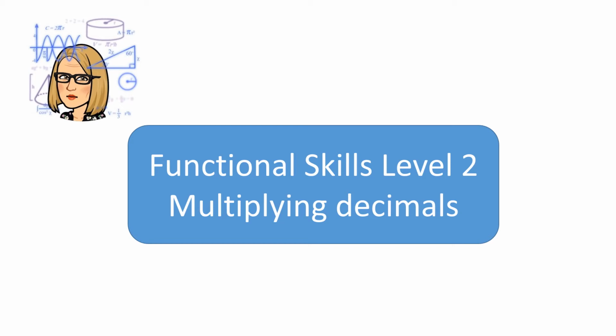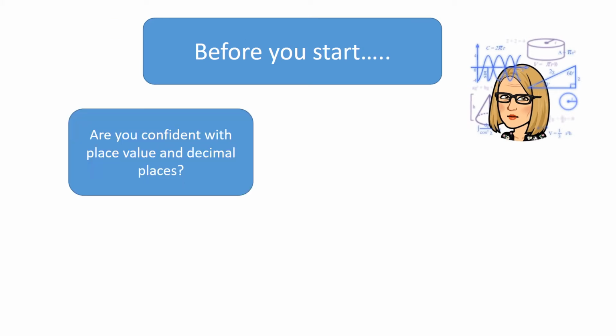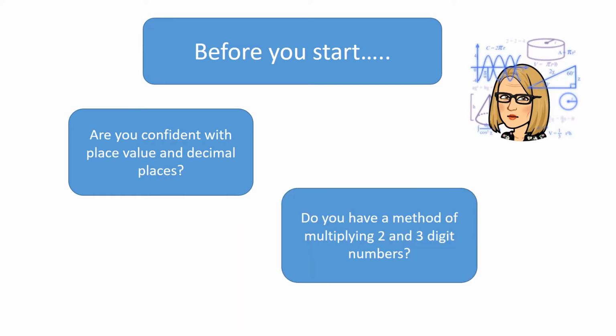So this video is for Functional Skills Level 2 and it's about multiplying decimals. Before we get started, are you confident with place value and with decimal places? And do you have a method, a non-calculator method, of multiplying 2 and 3 digit numbers that works? It doesn't matter what it is, but you need to have one. If you don't, get in touch with me and I can help you with that.